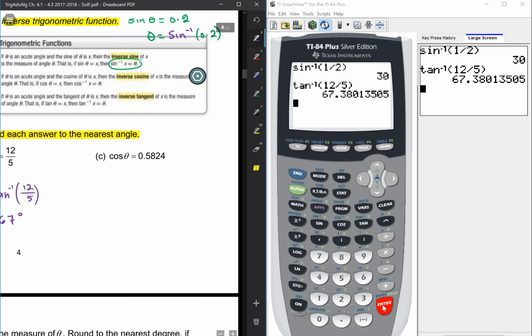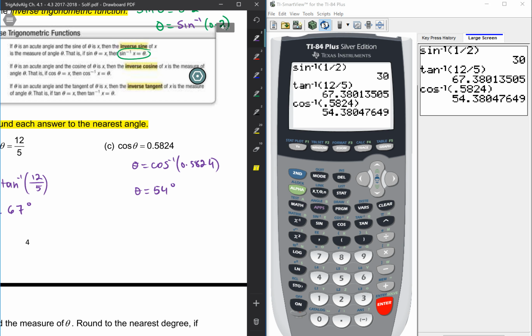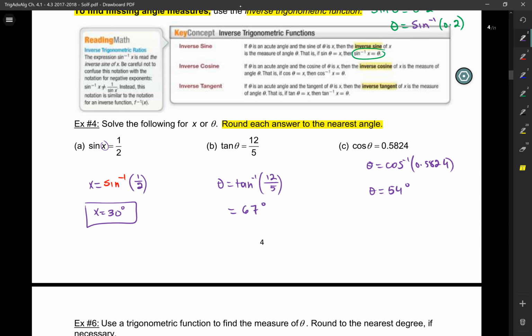Now, the next one, you're on your own. I'm going to pause the recording for 2 seconds. Go ahead and do that one and we'll get right back. 54 degrees, right, exactly. So that's how we do that one. Even though we can do that first one, A, using the special triangles without a calculator, the other ones require a calculator, absolutely.